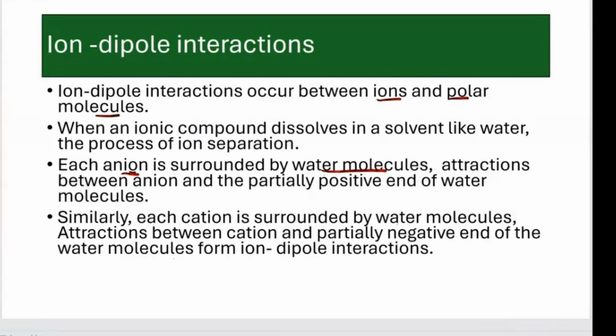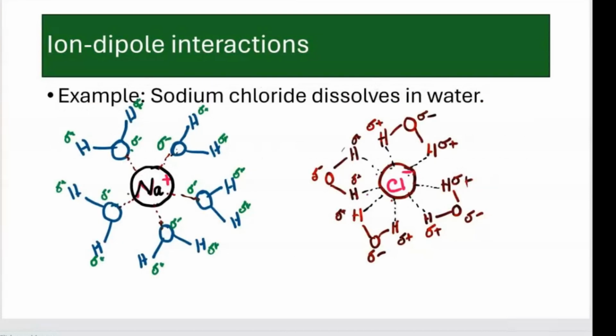Attractions between the anion and the partially positive end of the water molecules occur. Similarly, each cation is surrounded by water molecules. Attraction between the cation and the partially negative end of the water molecules forms ion-dipole interactions. I will use sodium chloride as an example to discuss the formation of ion-dipole interactions.